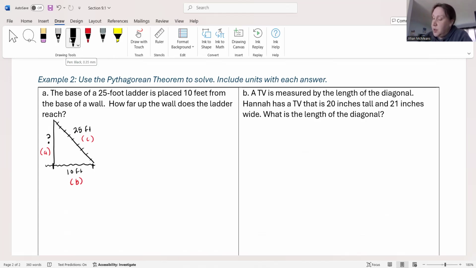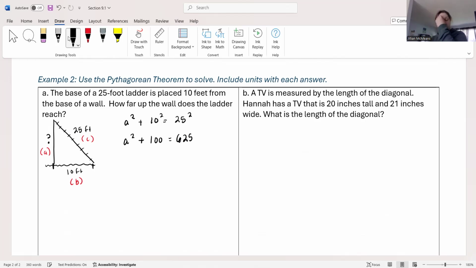Now, we want to plug this into the Pythagorean theorem. A, we don't know. So if I take A squared and add it to B, which is 10, squared, it has to equal C, which is 25 squared. Now we want to work at solving this. A is just A squared, we don't know what that is yet, that's what we're solving for. But we do know that 10 squared is 100. And 25 squared is what? Is that 625? Let's double check really quick. 25 times 25 is indeed 625.